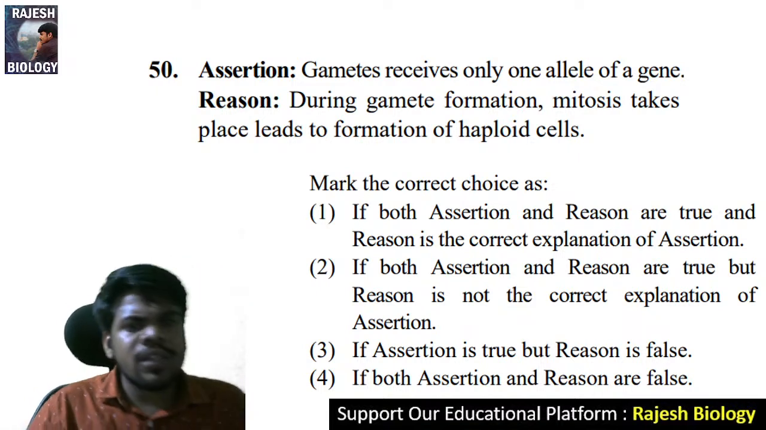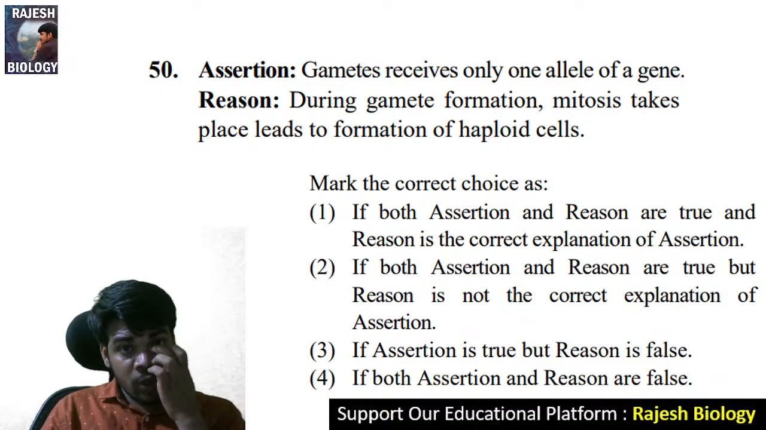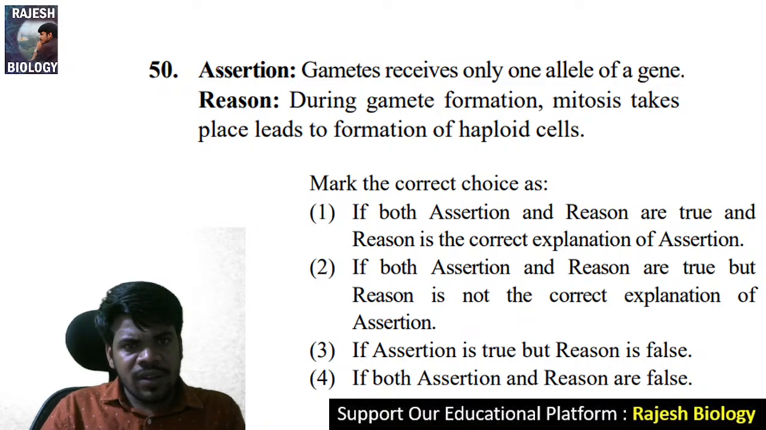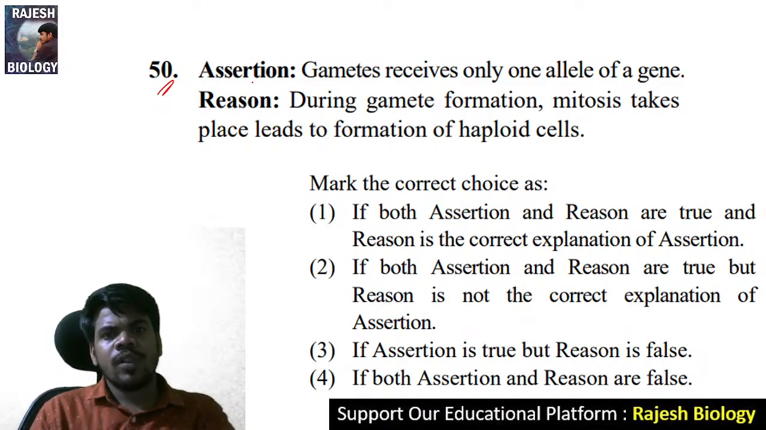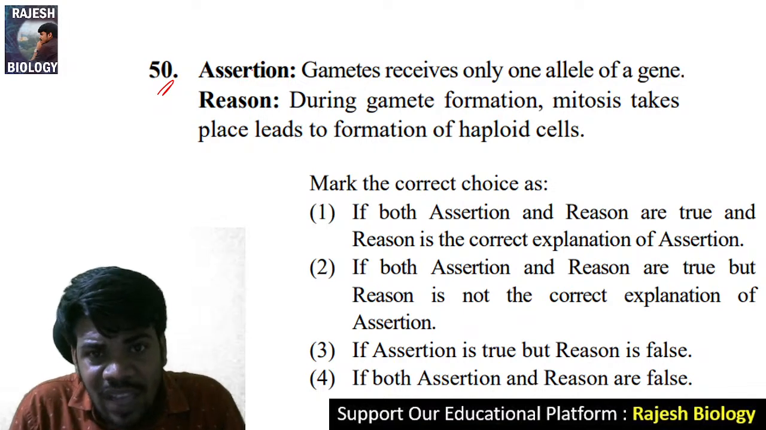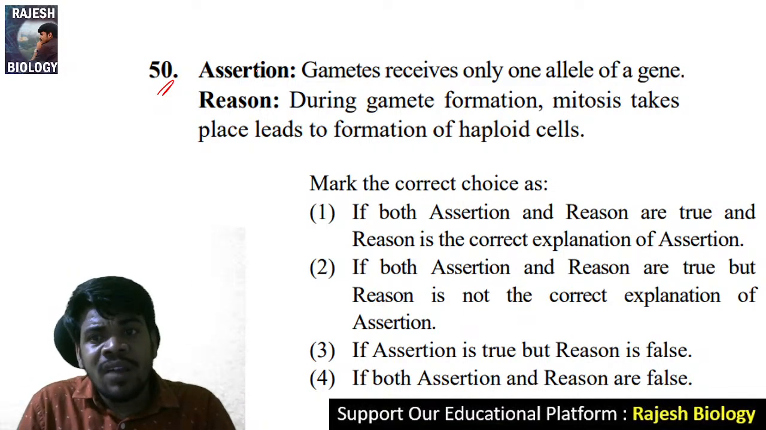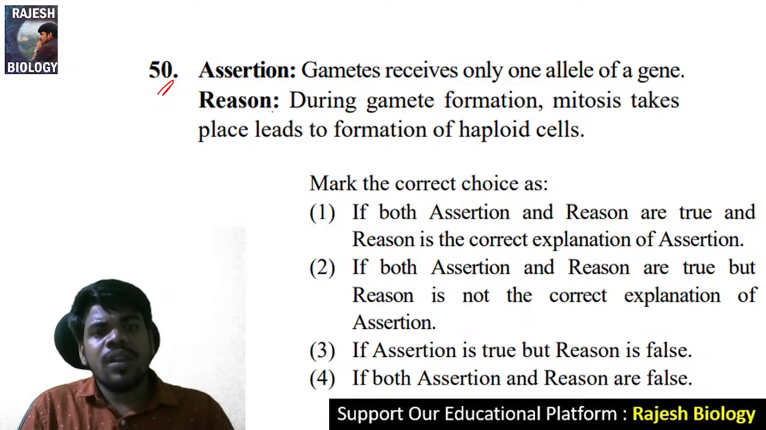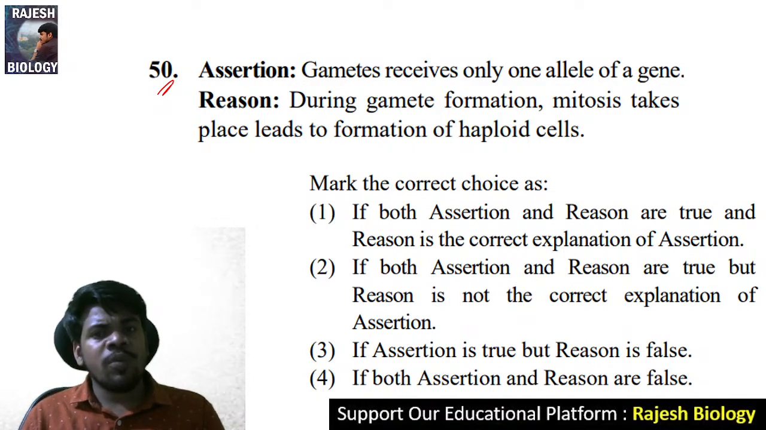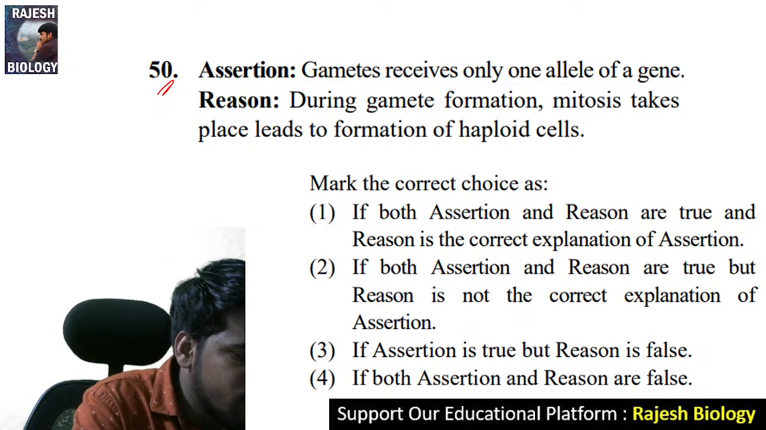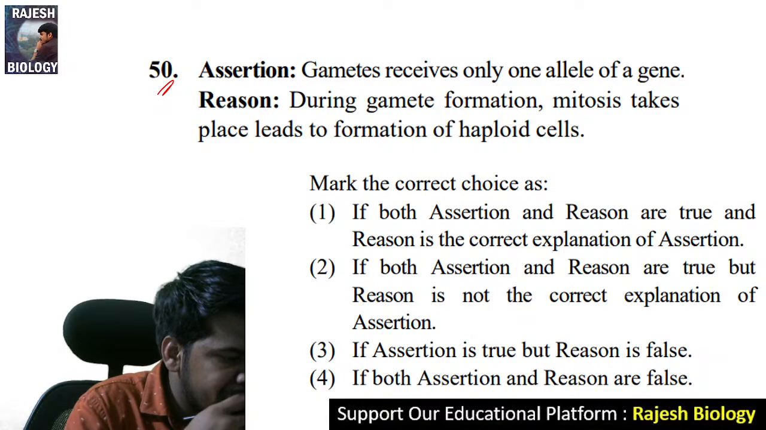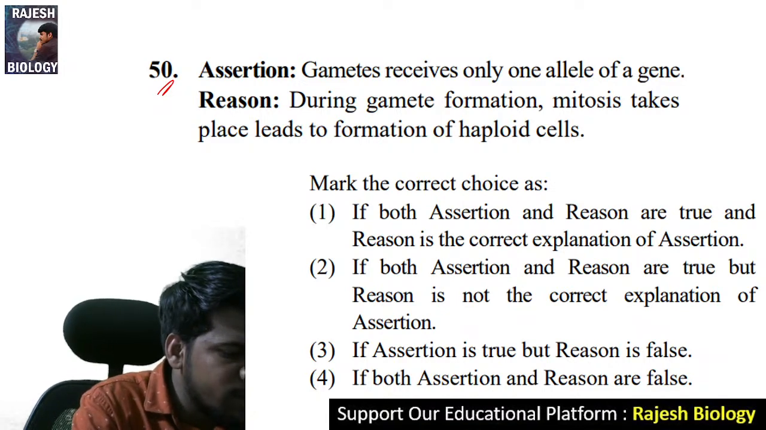The last but not least, the most important question according to our YouTube tradition: the students who are giving the answer for question number 50, whether it is right or wrong, you will definitely get good marks. Assertion: gametes receive only one allele for a gene. Reason: during gamete formation, mitosis takes place, leading to formation of haploid cells. Who are giving the answers?